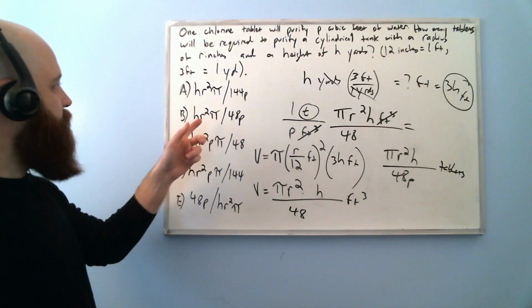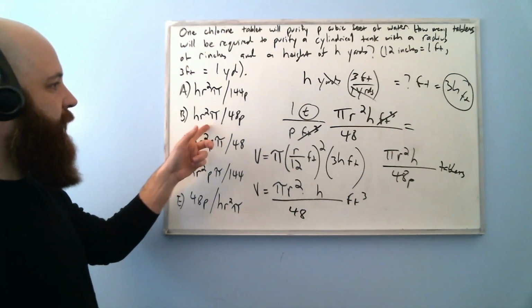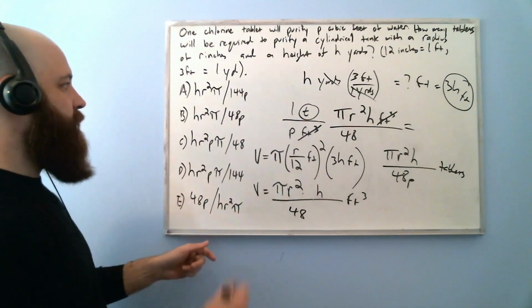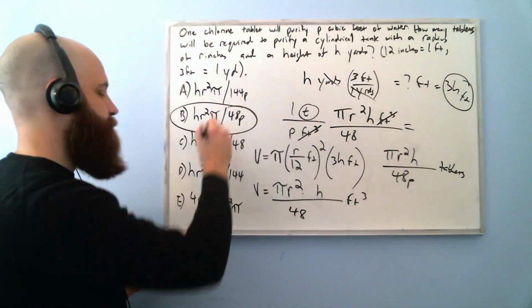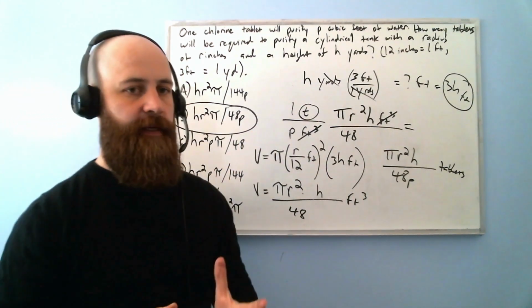Okay, so let's see, is there an answer choice that looks like that? h r squared pi, yep, that's what I have in the top, over 48p, yep, that's what I have in the bottom. So all of that led us to the correct answer for this one of B.